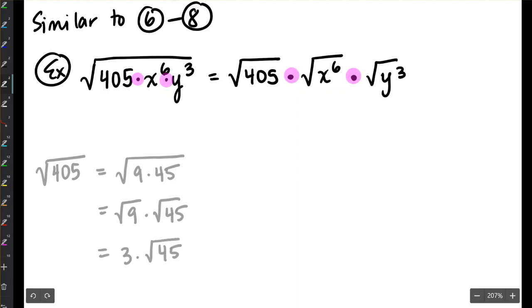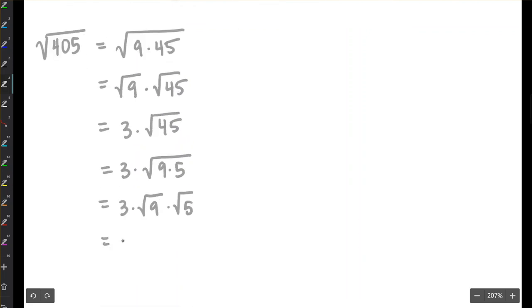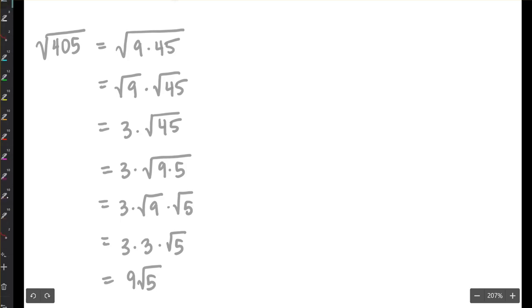But we're not done, because 45 has another 9 in it, another perfect square factor. 45 is 9 times 5. So I could use my product property again. 3 times the square root of 9, which is 3, times the square root of 5. 3 times 3 is 9, so we get 9 root 5.